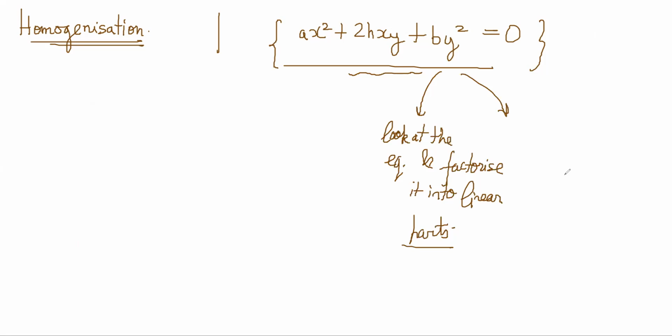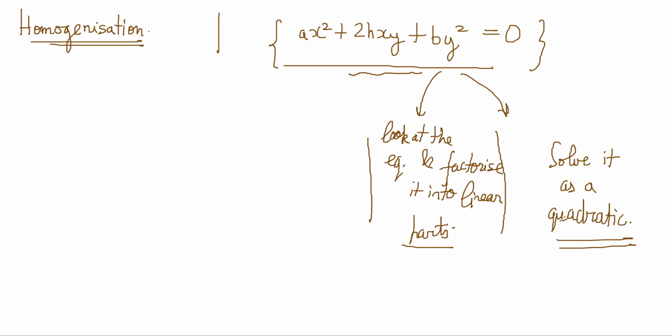Or if you are not able to factorize it by looking at it, then the best way is to just solve it as a quadratic. Don't even think. Like the way we solved the big equation, this equation should be fairly straightforward to solve. Solve it as a quadratic either in x or in y.